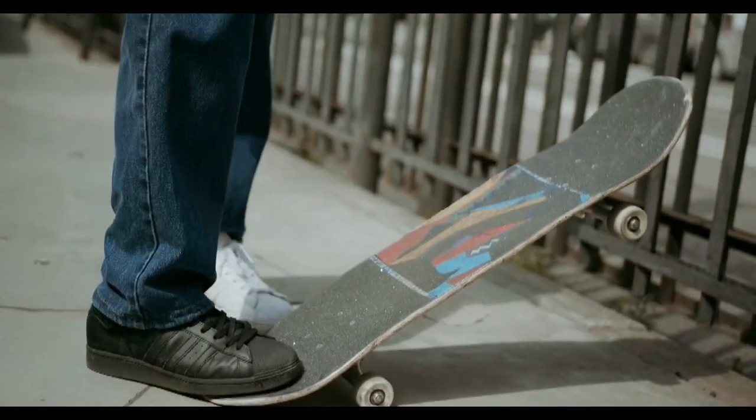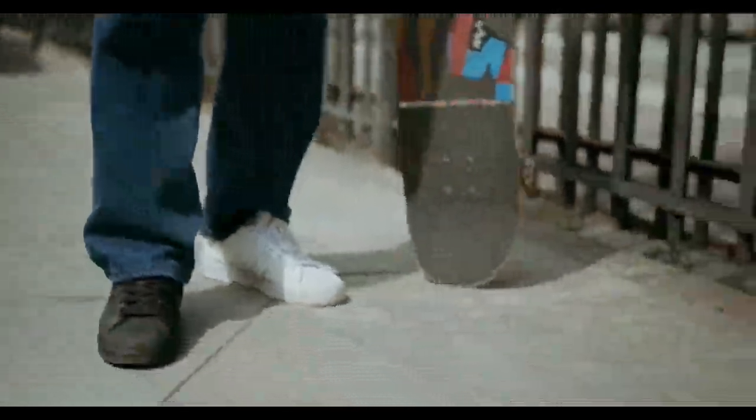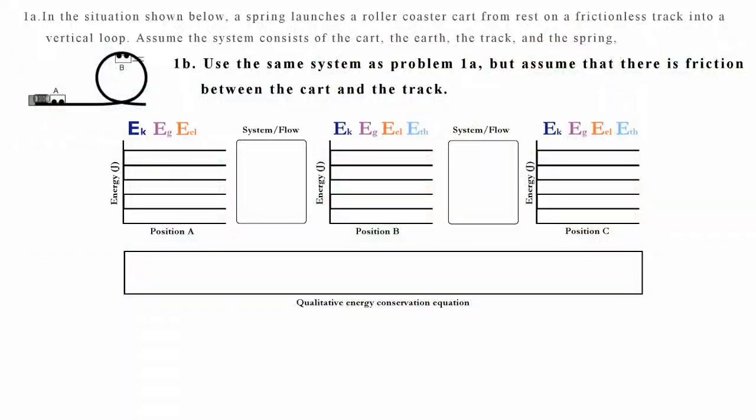Sometimes this will be stated in a problem, other times you need to infer it. For example, if a skateboard is moving horizontally but slowing down, it's likely that friction is present. Let's examine problem 1C in worksheet 3. Pause the video to read the problem and identify the components of the system.